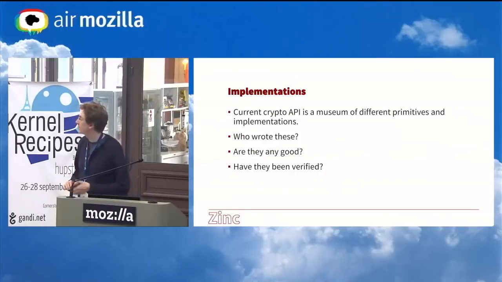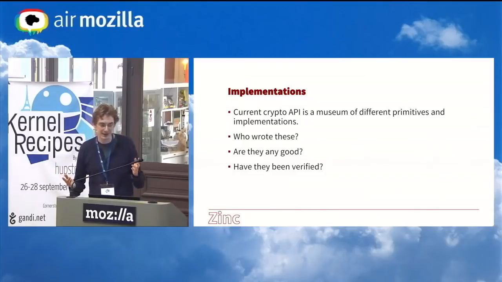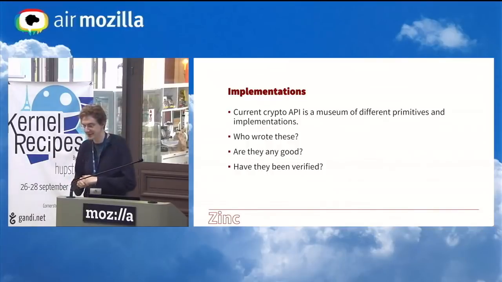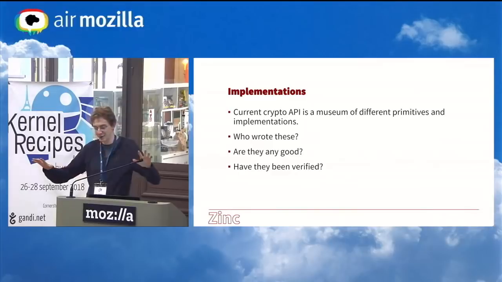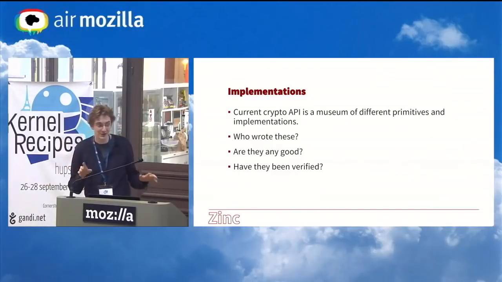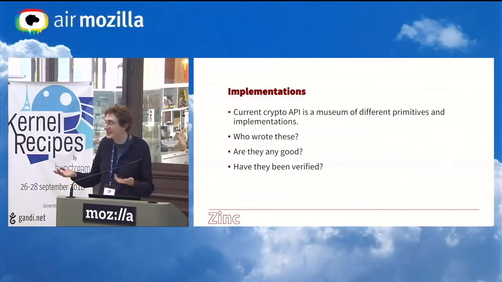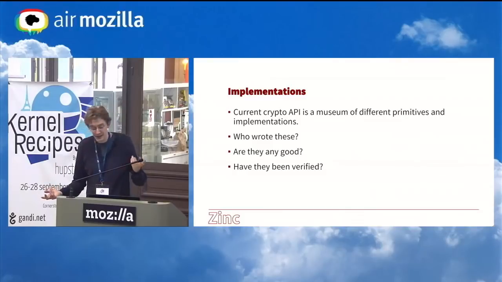On the implementation level, the current crypto API is kind of like a museum of ciphers. It has Cast5 and Serpent. God love it, but who's using it? It just has all sorts of crazy things in there. MD4 and the RIPEMDs, it has everything, and it has tons of different versions of each of these implementations. And who wrote these? Tons of different people over time? Are they any good? Are people actually using them? Actually reading them? Has this just been sitting around? Have they been verified?